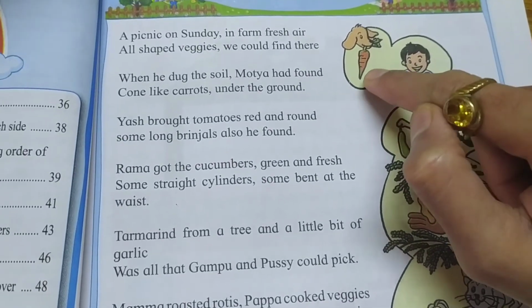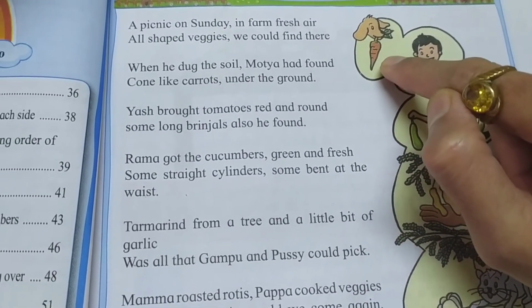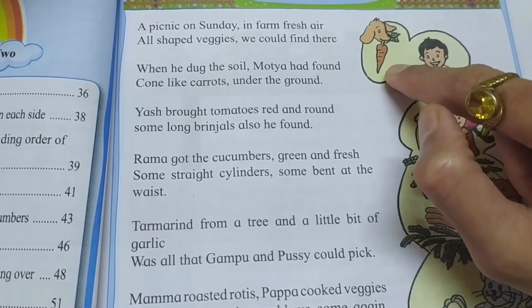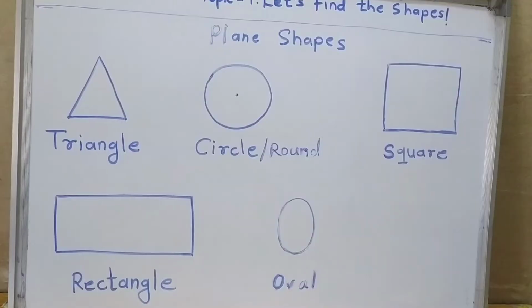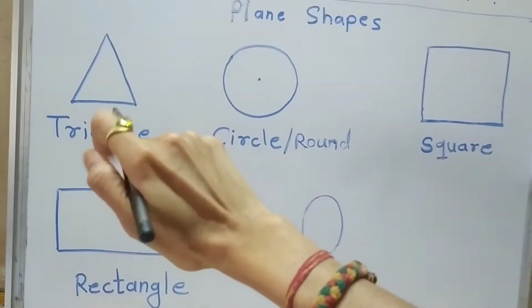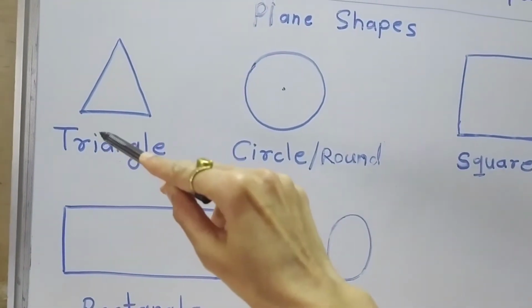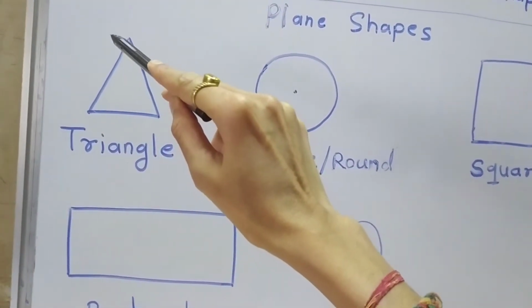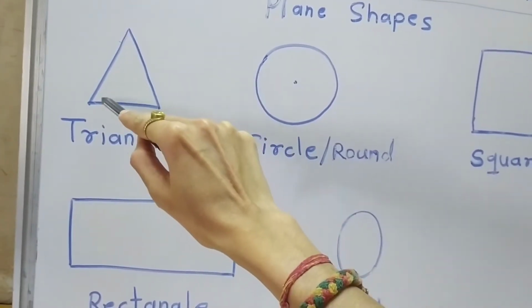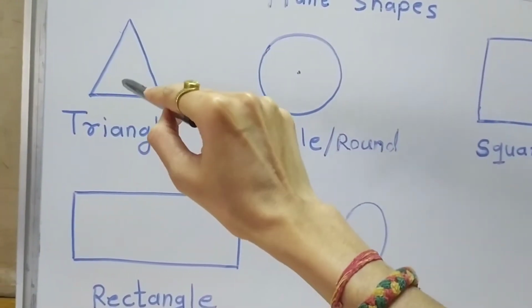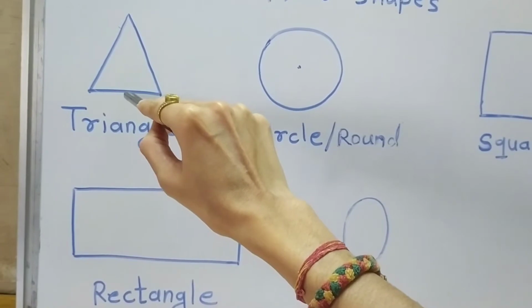So in this video, first I will show you the plane shapes. Okay, so everyone look at the plane shapes. This is our first plane shape. This is a triangle. A triangle is a plane shape. It has 3 angles. 1, 2 and 3. These are angles. And 3 sides. 1, 2, 3.